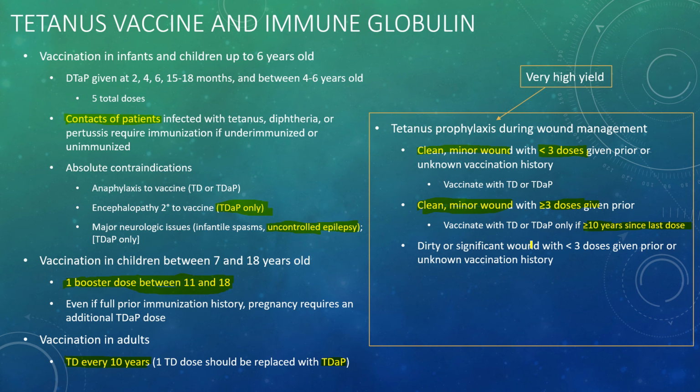What about a dirty wound with very poor immunization history? This is where you give vaccination and immune globulin. So vaccinate with 1 of these 2 and give the tetanus immune globulin. This is the only indication of the wound management where you're going to give the immune globulin.